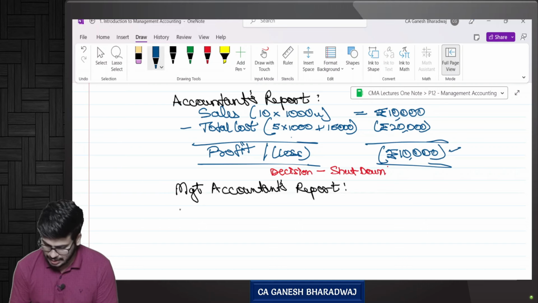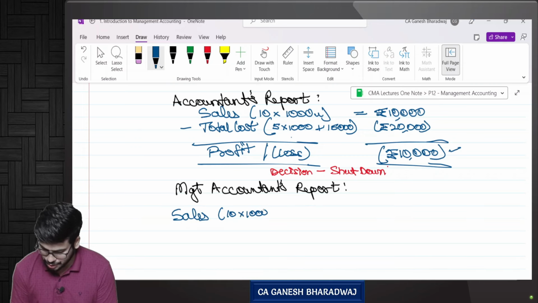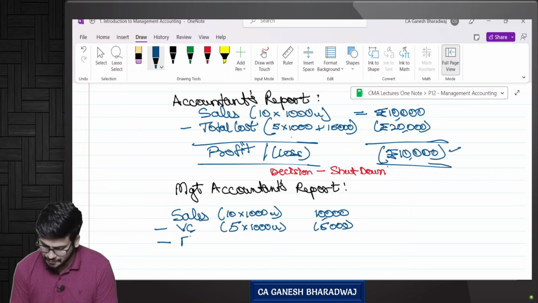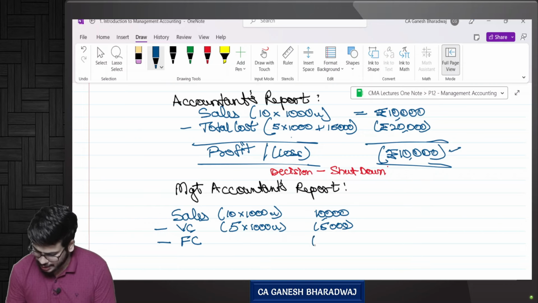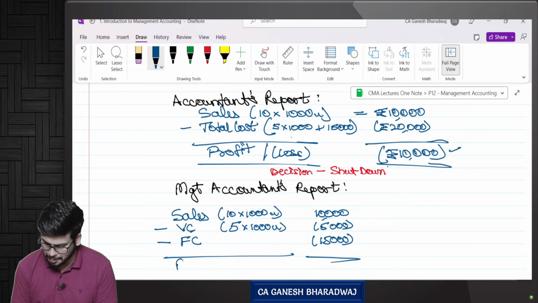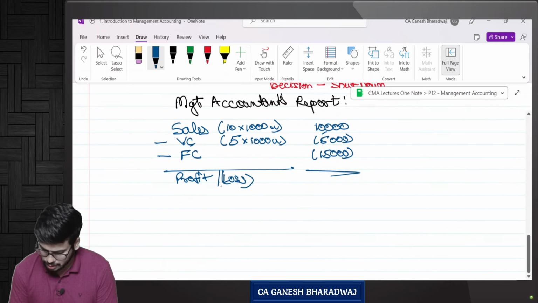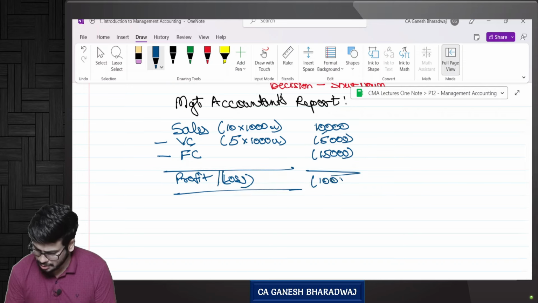You will say sales, how much? 10 into 1000 units. How much is that? 10,000 rupees. Perfect. Fine. Minus variable costs. How much is variable cost? 5 rupees per unit into 1000 units. How much is that? 5000 rupees. Correct? Minus fixed costs. How much is the fixed cost? It's directly 15,000 rupees. There is no calculation. How much is the profit or loss? Profit or loss is going to be the same 10,000 loss.